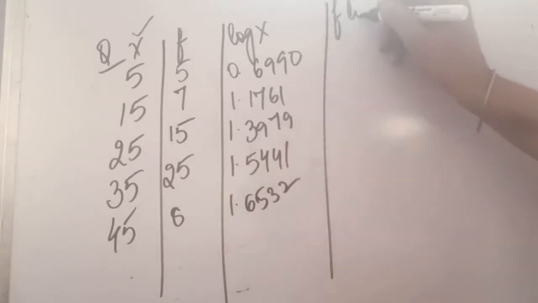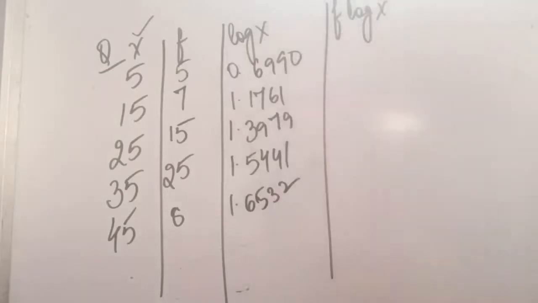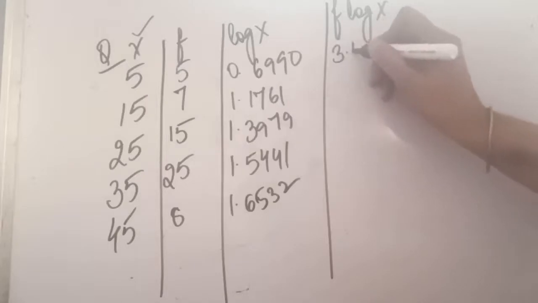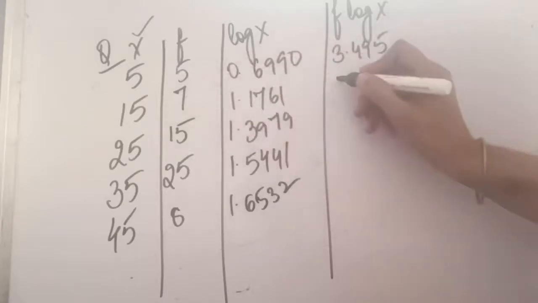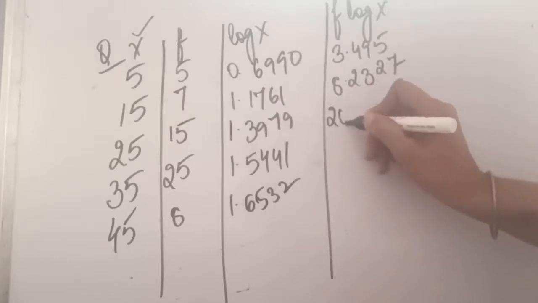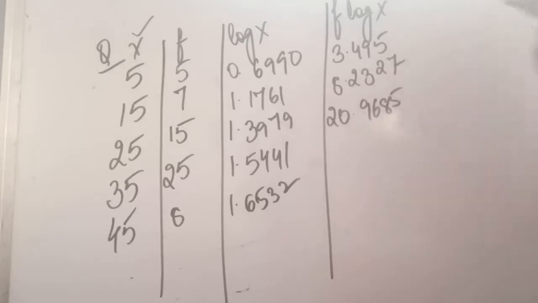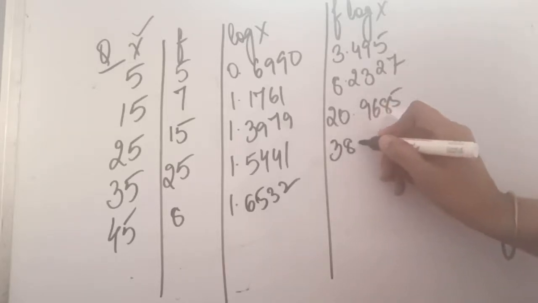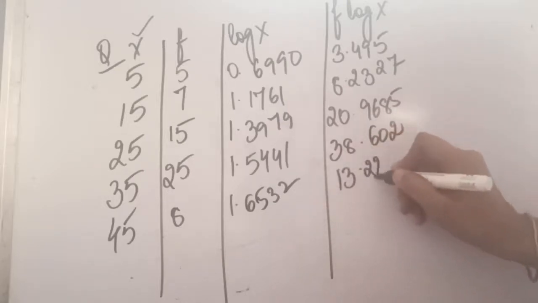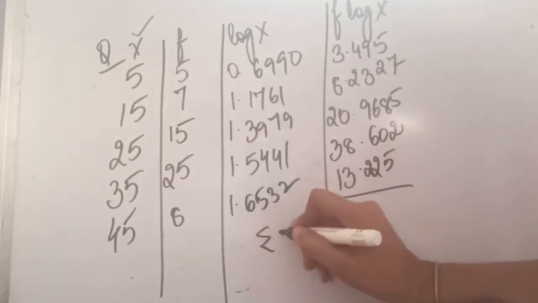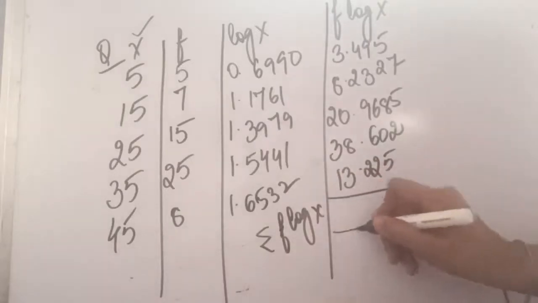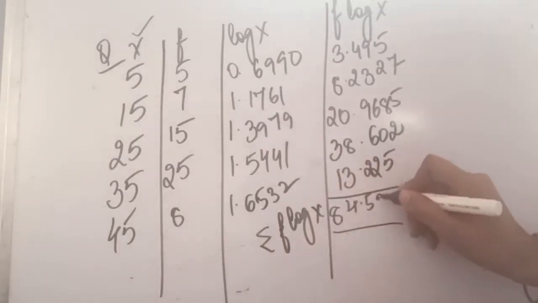Now the next column will be f log x. We will multiply f with the log x. So 5 into 0.6990, 3.495. Then 8.2327, then 20.9685, then 38.602, then 13.225. So now when we add it, it will be sigma f log x. Here sigma f log x comes out to be near about 84.52.